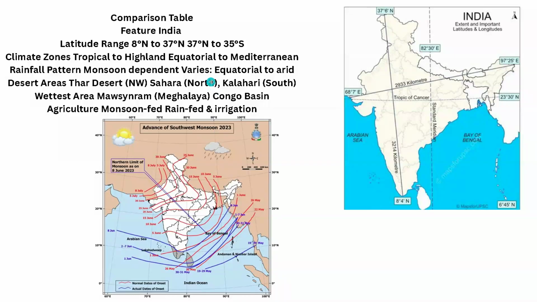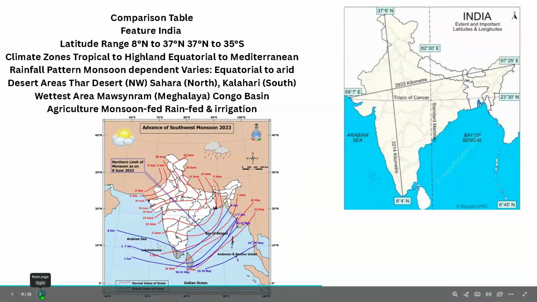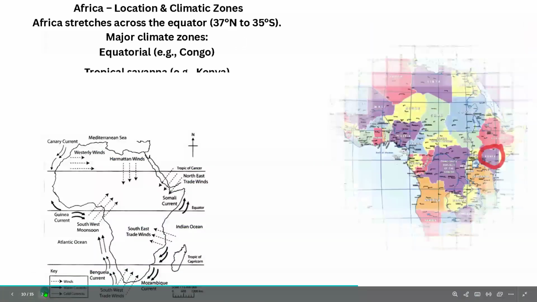In the previous slide, we have seen about the Sahara and Kalahari in South Africa. That also has a desert type of climate. In India, in Meghalaya, we find Mawsynram. Mawsynram is the place where it causes very heavy rainfall. Okay, and agriculture is rain fed, and irrigation is also rain fed in India. Whereas Africa will have a different type of climate. Agriculture depends upon the location of the place.